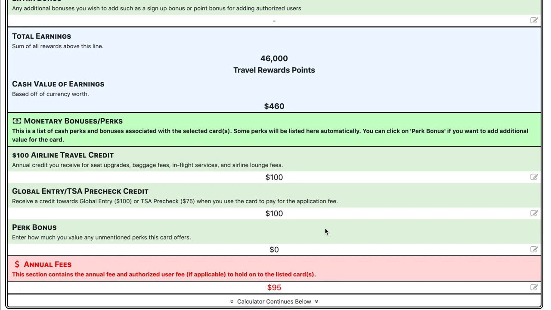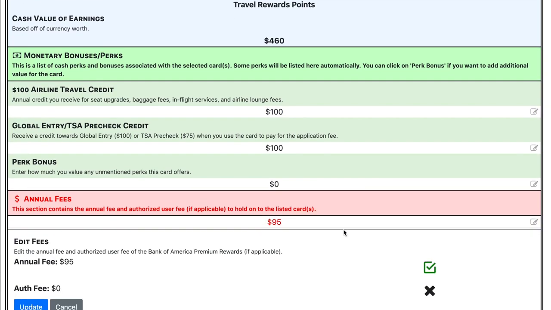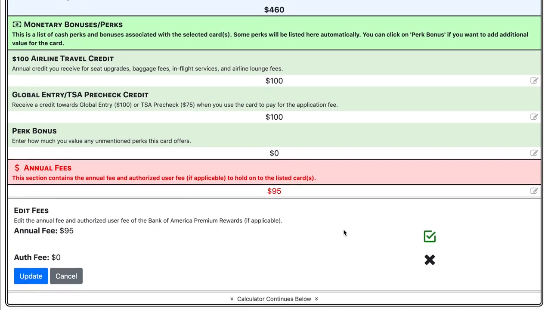Next up is annual fees. The card has a $95 annual fee. It is not waived the first year, so you will feel the full force of that fee within the first month of having the card. Good thing, there is no authorized user fee for this card, so you can add users to help you build more points in the dining, travel categories, and of course non-category purchases. So that's a good thing there.